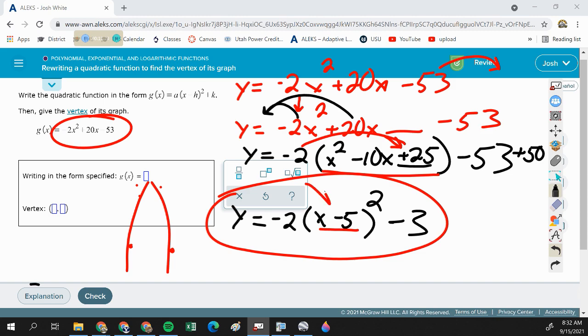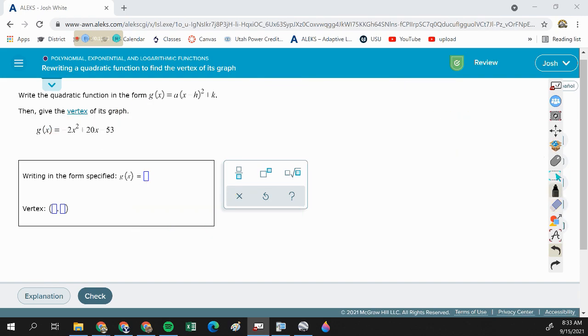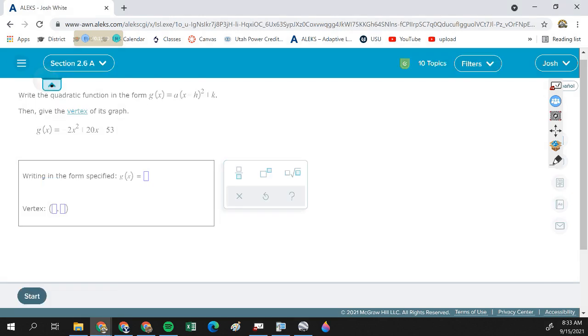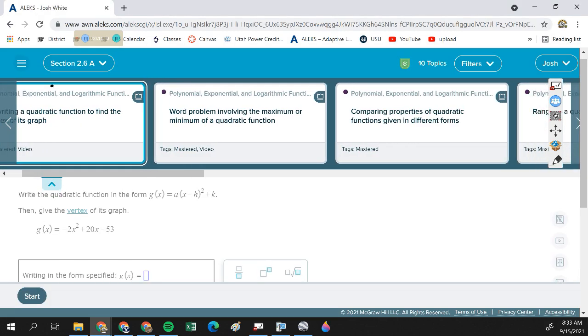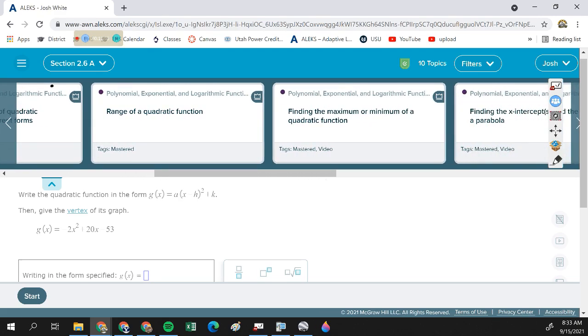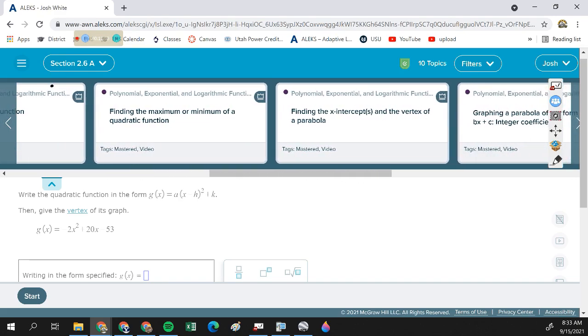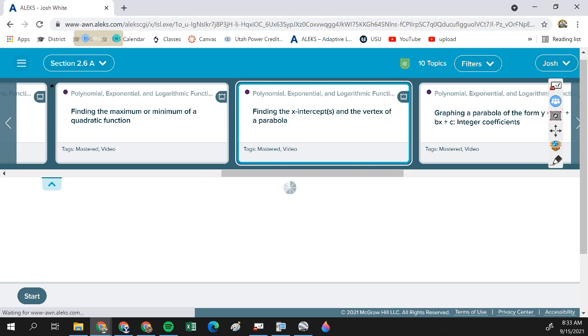How would I turn this back into that? I would just do the multiplication. I would raise this to the second power, x minus 5 times x minus 5, and then I'd multiply in the -2 and subtract 3, and that would get me back to standard form. Okay, let's do another one. Let's see what this one looks like.